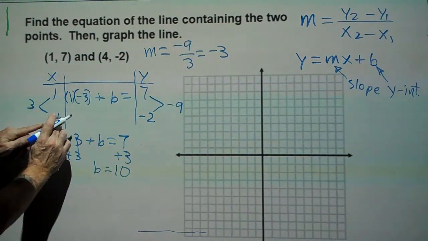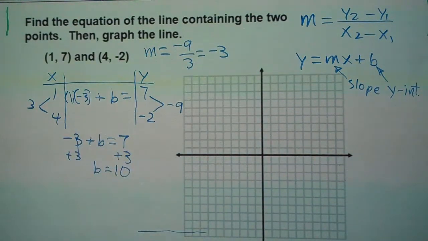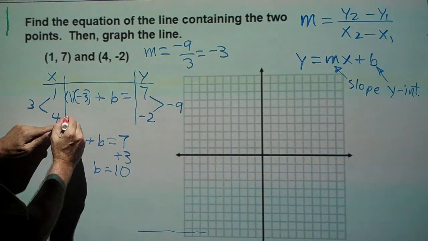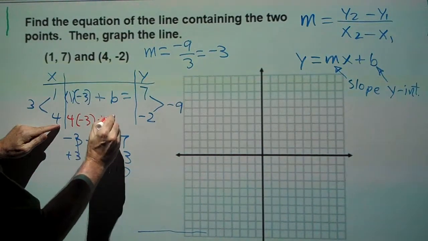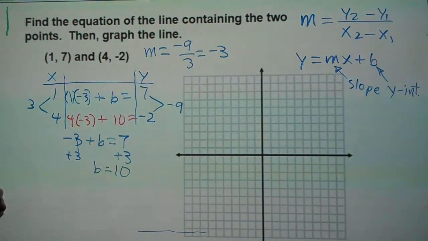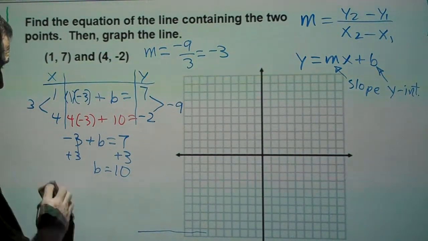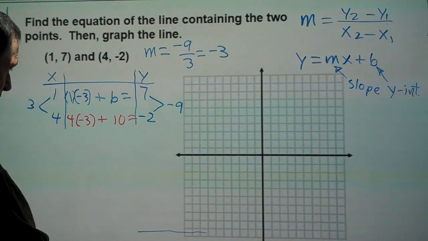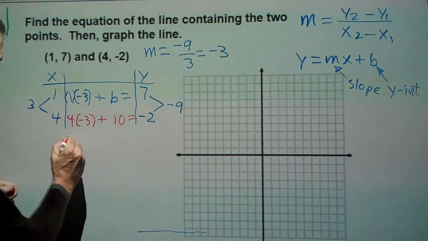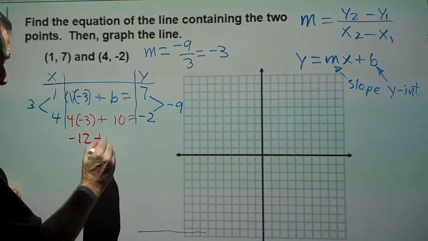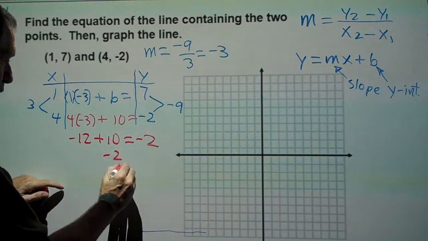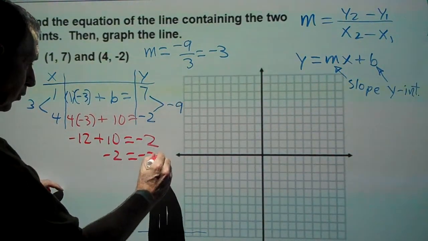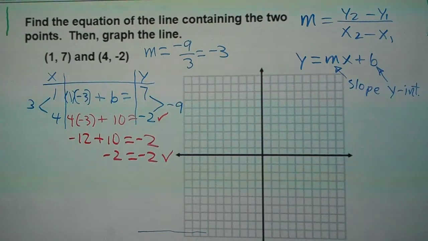And so now, having found the y-intercept, we're going to use the second point to check to see if this works. To do this, we take this new input value 4 times our slope of -3 and add to it 10 and see if that equals -2. Erasing and working below, we have 4 times -3 is -12, plus 10 equals -2, and -2 equals -2, check. So that second point checks.